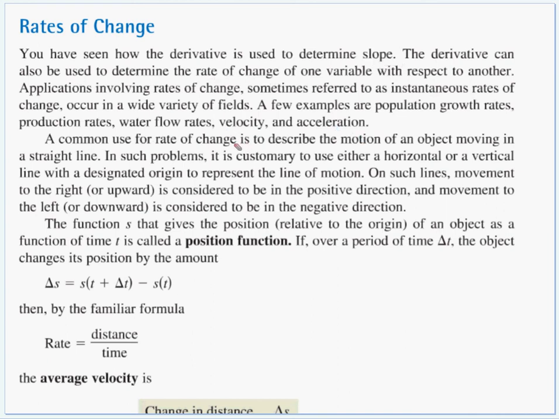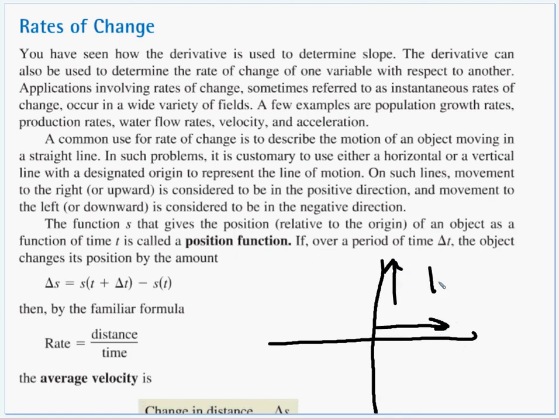A common use for a rate of change is to describe the motion of an object moving in a straight line. In such problems, it's customary to either use a horizontal or vertical line with a designated origin to represent the line of motion. On such lines, movement to the right or up is considered in the positive direction. Movement to the left or down is negative. And that corresponds with our coordinate axes. If we're going to the right or up, that's positive. If we're going to the left or down, that's negative.